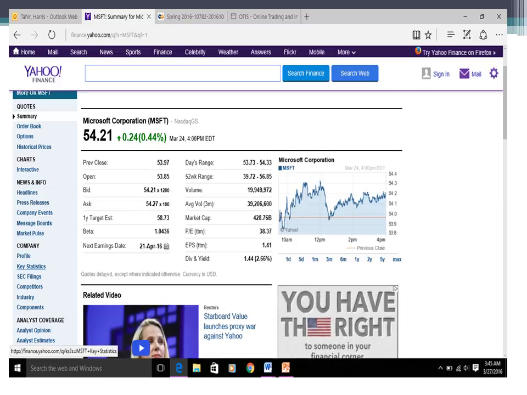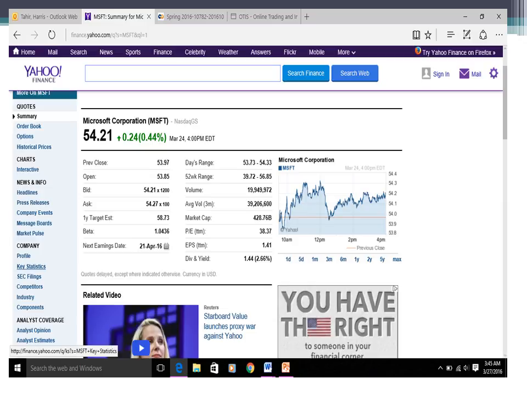The intrinsic value of a stock is the real price of the stock. Microsoft is trading at $54.21. This is as of March 24th at 4 p.m., the last market close. It's going to give you some basic information. It's saying the previous close was 53.97. That was the day before. It opened that day on March 24th at 53.85. People are bidding at 54.21. And the sellers are asking for 54.27.